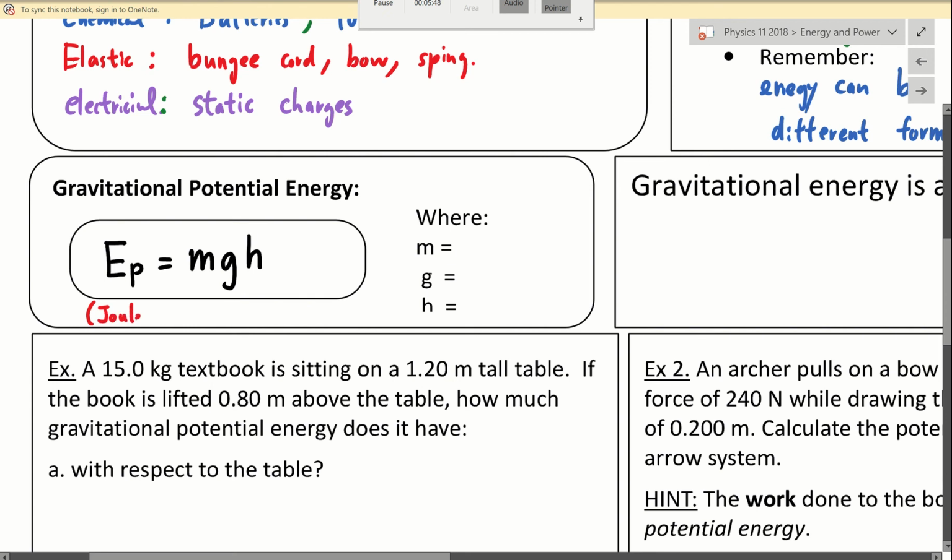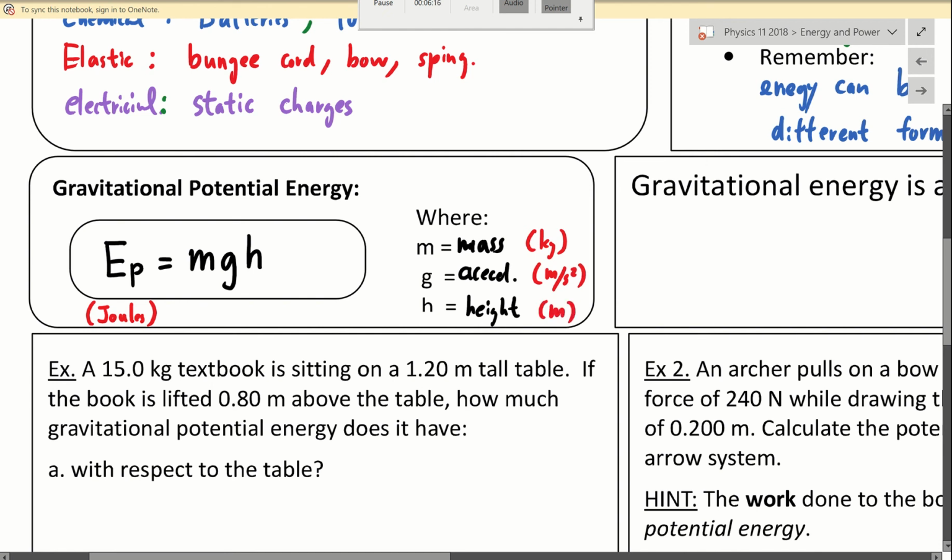Now, of course, energy is measured in joules, where mass is measured in kilogram. So mass is always measured in kilogram, and g is acceleration due to gravity, and that's measured in meter per second square, and h is height, which is measured in meter. So mass is in kilogram, acceleration is in meter per second square, and height is measured in meter.